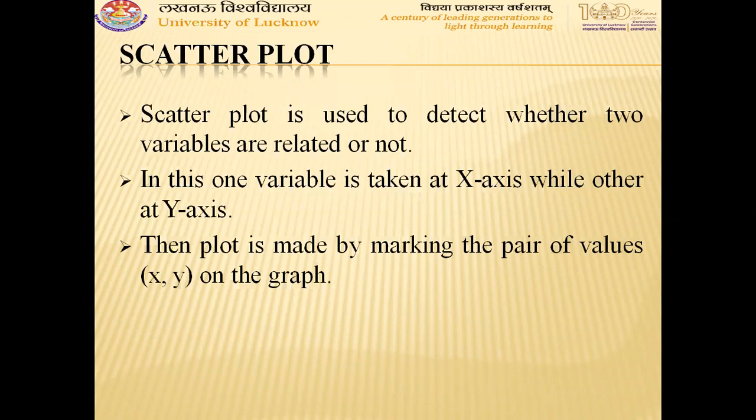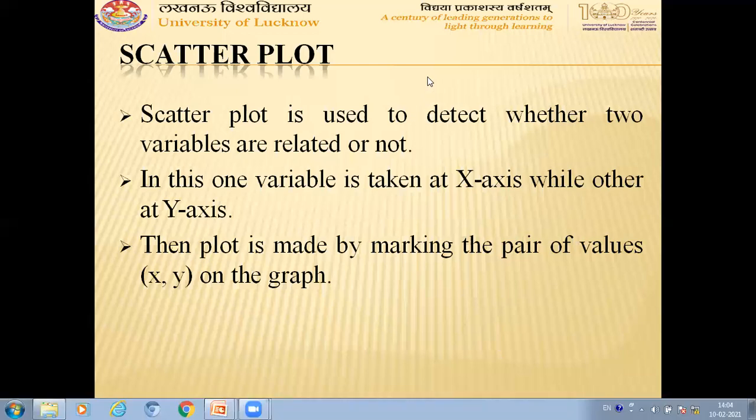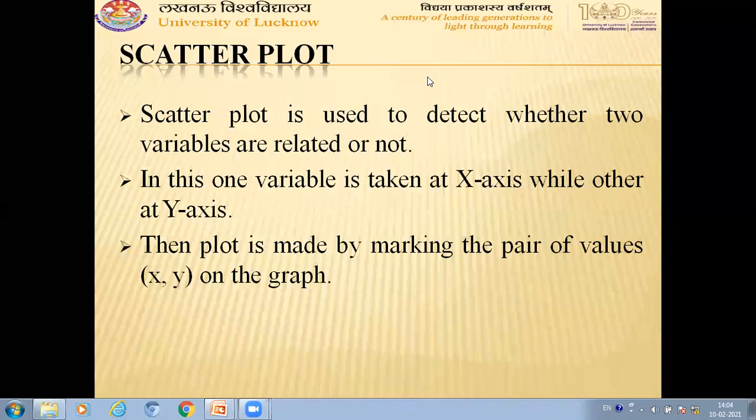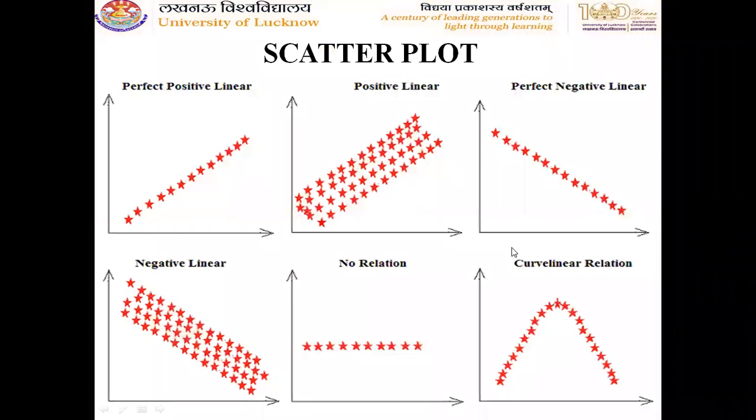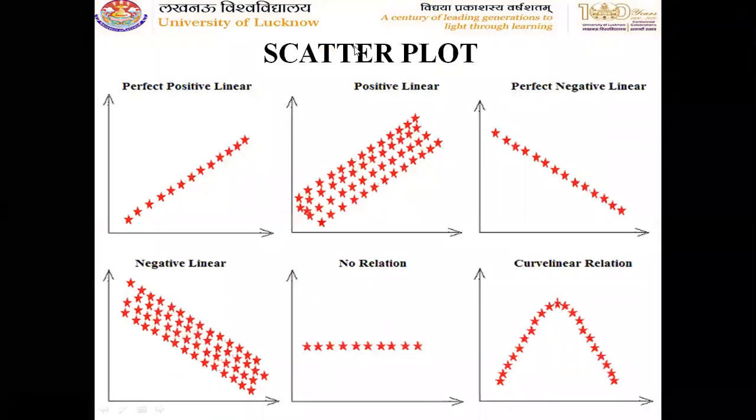For constructing a scatter plot, we take one variable on the horizontal axis, or you can say x-axis, and the other variable on the vertical axis, which is called the y-axis. And the points (x, y) are marked on the graph. Then the scatter plot is obtained. Scatter plots look like this; there are some examples of scatter plots.